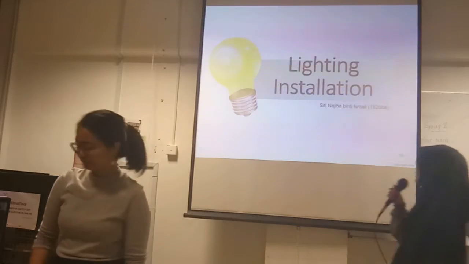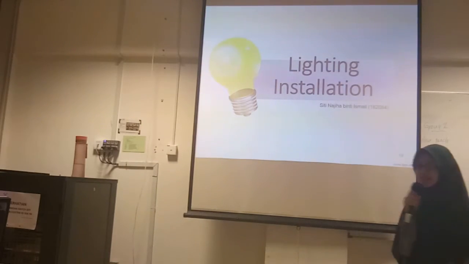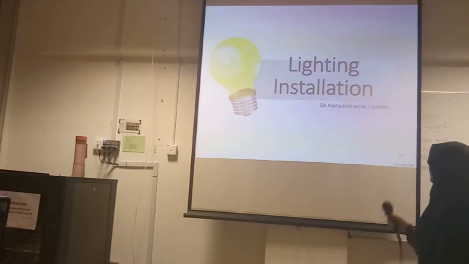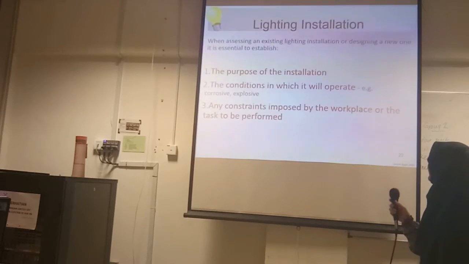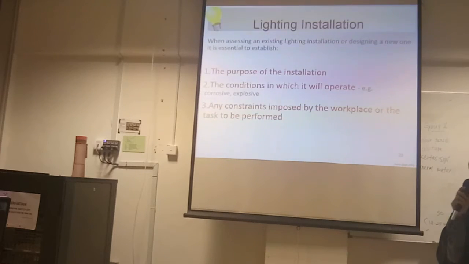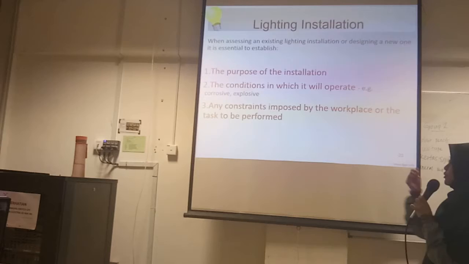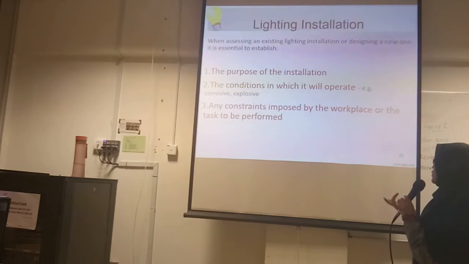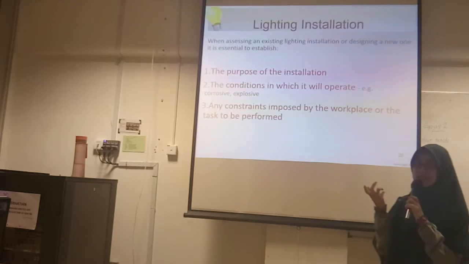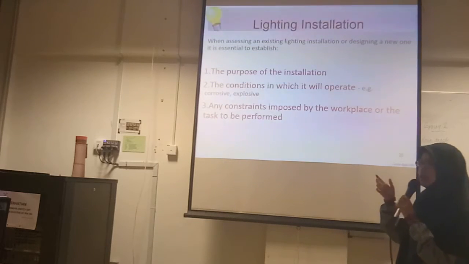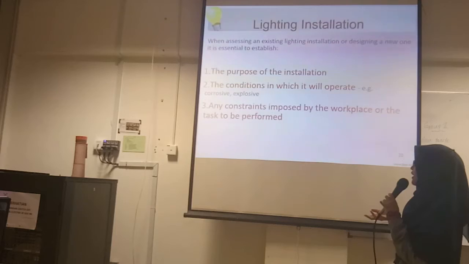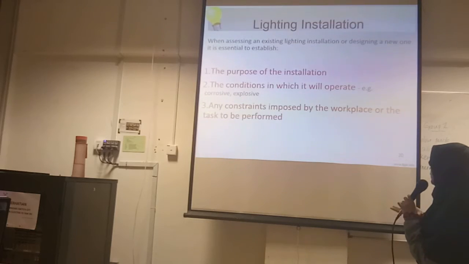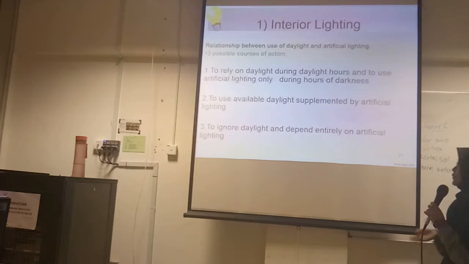Okay, thank you, Janita. I'll proceed with lighting installation. So, when assessing an existing lighting installation or designing a new one, it is essential to establish these 3, which is the purpose of the installation, why you would like to install, and then the conditions in which it will operate. For example, if the condition is maybe corrosive and maybe the place can be explosive, and then any constraints imposed by the workplace or the task to be performed.